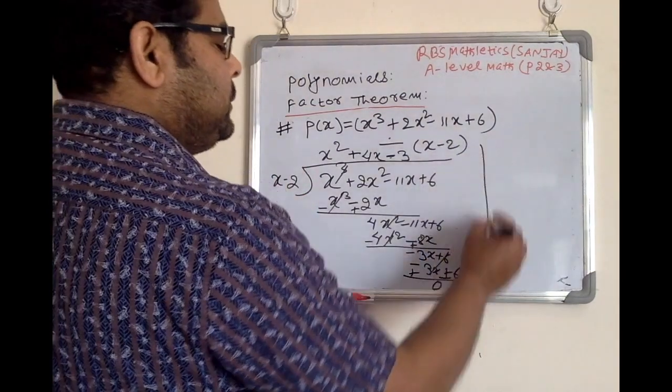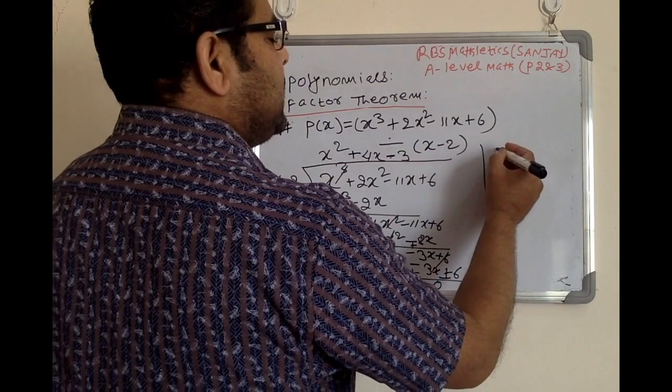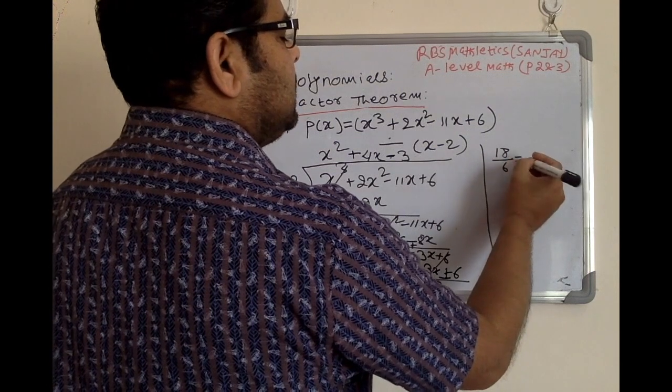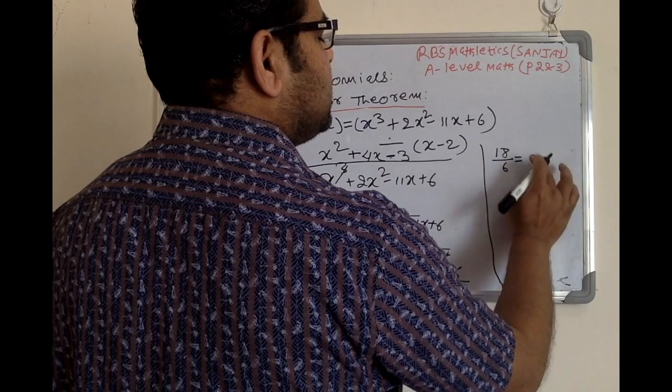Now how can you express this? Let me take the example of a number. Here I am saying that 18 is divided by 6, and the answer is 3.